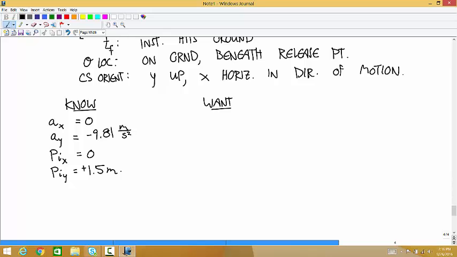Do we know anything about the final position? We know that it's on the ground, and the ground is our 0 y. So we know Pfy is equal to 0. Pfx is what we're trying to find. We're trying to find horizontally how far away it is at time final. So Pfx is what we're looking for.